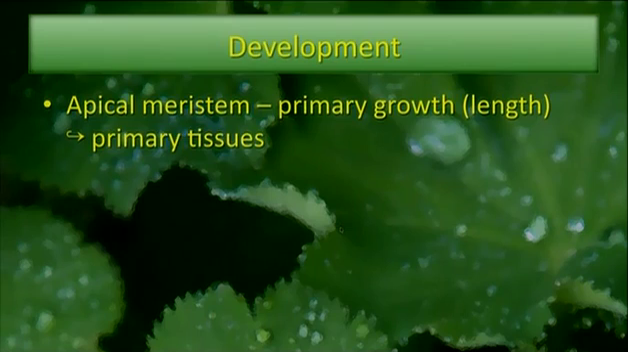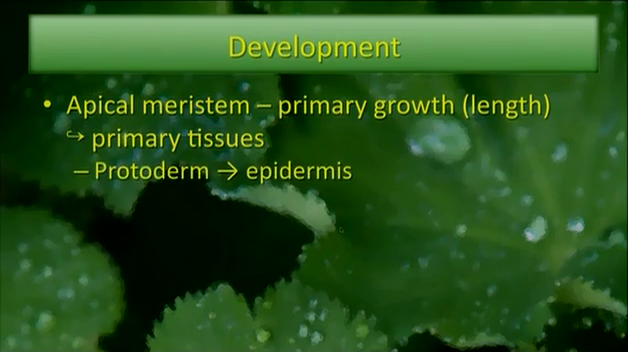And this primary growth gives rise to primary tissues, which in the stem are very similar to those that are in the root, and not identical. They give rise to the protoderm. So the protoderm actually develops into the epidermis, right? So the protoderm comes from the apical meristem and develops into the epidermis, which you remember is usually a single cell thick, 1 cell thick. In some cases it's more, but usually the epidermis is 1 cell thick.